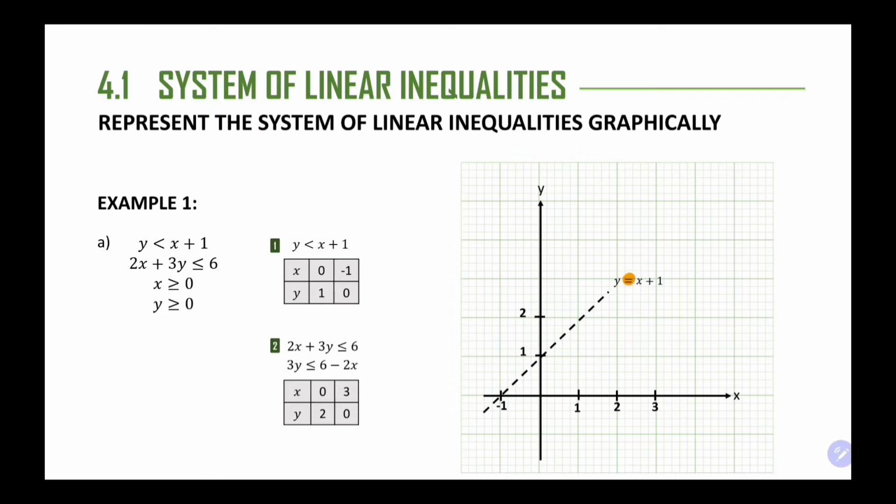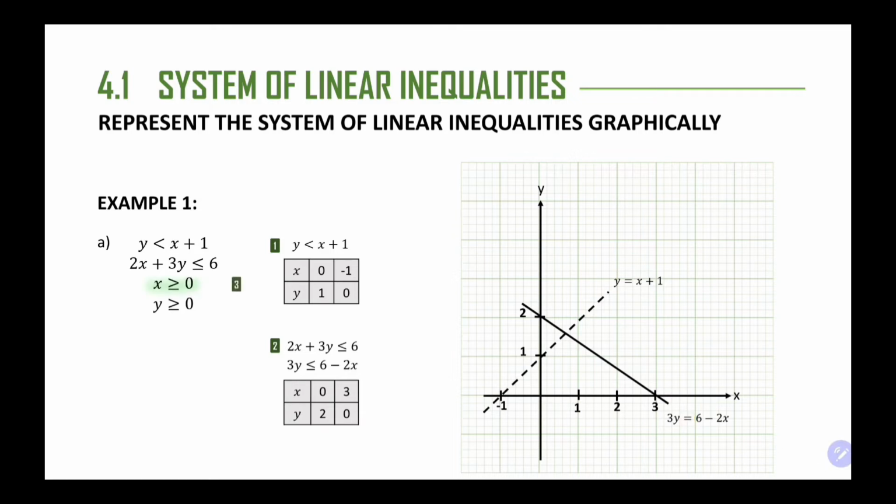Next function, we have intercepts x equals 3 and y equals 2. So we sketch the graph. We use a solid line since it is y less than or equal to. Since it has an equal sign, we use a solid line. Then we label the graph 3y equals 6 minus 2x. On the graph paper, we put the y equal sign only.